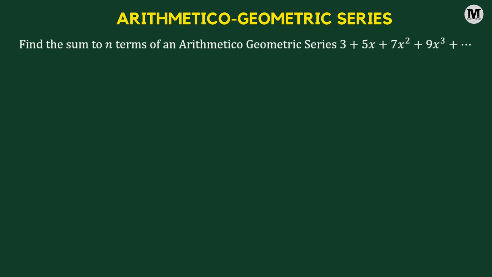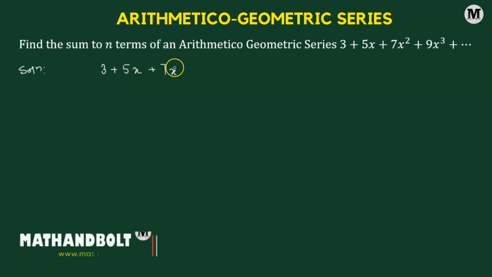Find the sum to n terms of the following Arithmetico-Geometric series. Okay, let us begin. So here we have an Arithmetico-Geometric series whose first term is 3. This is added to the second term, which is 5x, followed by 7x squared, added to 9x cubed.